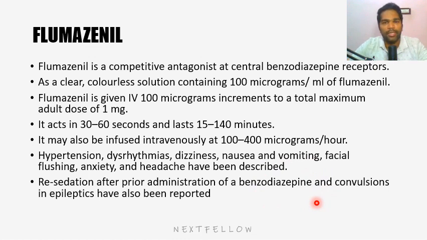So flumazenil is a competitive antagonist. It is an antidote of benzodiazepine. The dose given is 100 micrograms up to a total dose of 1 milligram. It can be given as an infusion. It can be given as a bolus. 15 to 140 minutes is the duration of action. Cardiac side effects are common: hypertension, dysrhythmias. We are worried about resedation and loss of the anticonvulsant effect.